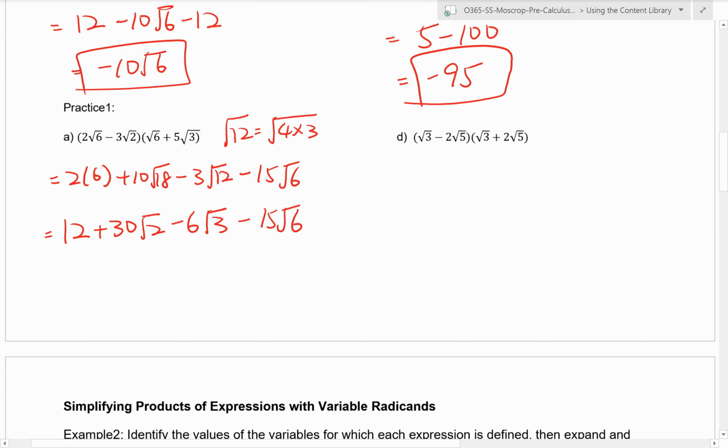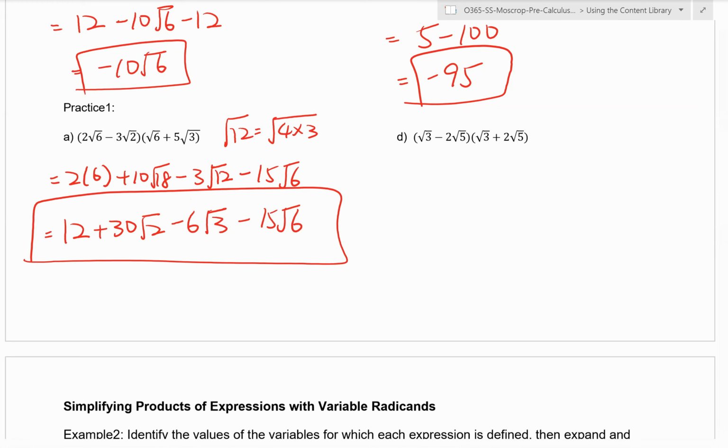Now we simplify every single radical and none of them are like radicals. Then you can say, okay, this is the final answer. So be careful. Sometimes when you reduce or simplify it, you end up with like radicals. In that case, you need to collect them. But in this case, we don't need to because they're not like radicals.